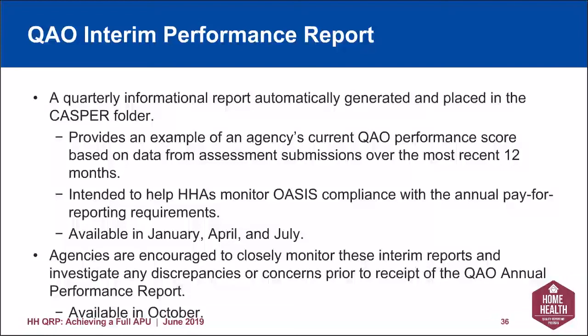To assist providers with monitoring their QAO performance, providers receive a quarterly informational report generated and placed in the CASPER folder. This report provides an example of the agency's current QAO performance score based on data from assessment submissions over the most recent 12 months. It is intended to help home health agencies monitor their OASIS compliance with the annual pay-for-reporting requirements. This performance report is available in January, April, and July. Agencies are encouraged to closely monitor these interim reports and investigate any discrepancies or concerns prior to receipt of the QAO annual performance report, which is available in October.